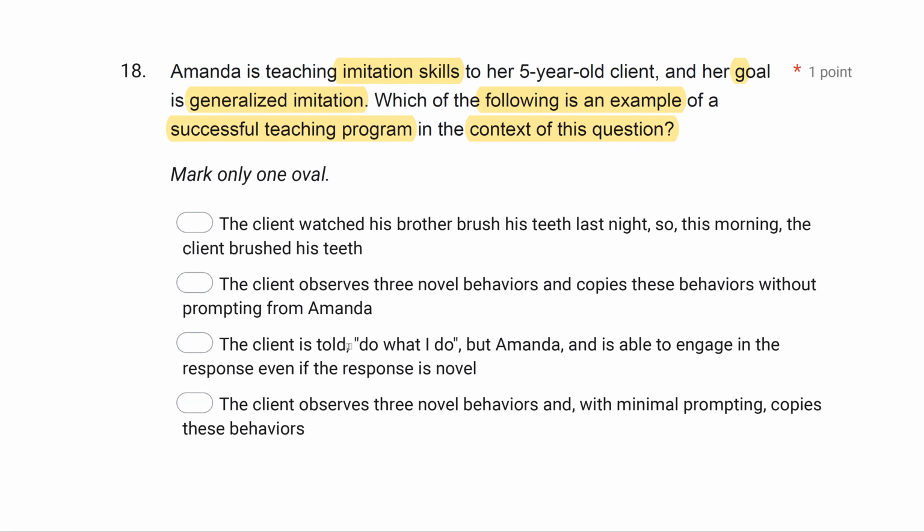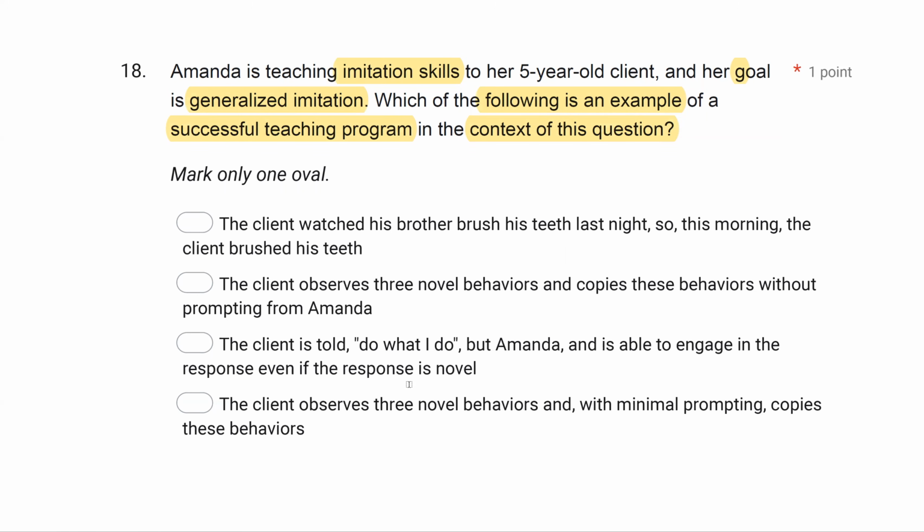C, we always read all of our answer choices. C, the client is told, do what I do, by Amanda, and is able to engage in the response, even if the response is novel. Again, what evokes imitation? A non-verbal stimulus. Do what I do, and then engaging in the behavior. It's not imitation. Definitely not generalized imitation, because he's just copying, he's just responding to the SD, do what I do. In imitation, the SD is the nonverbal stimulus.